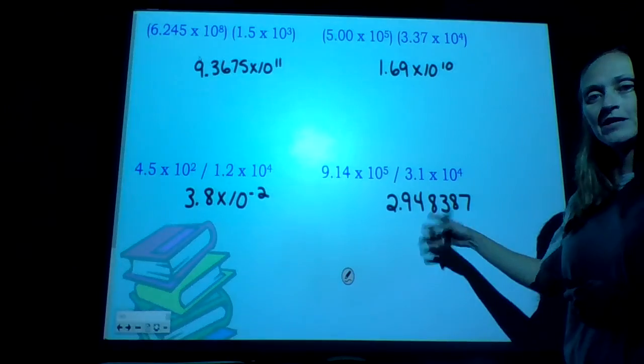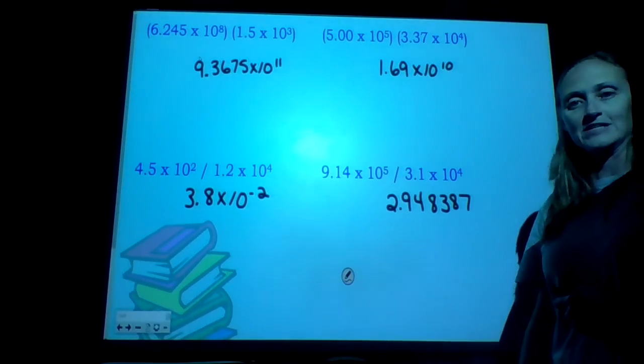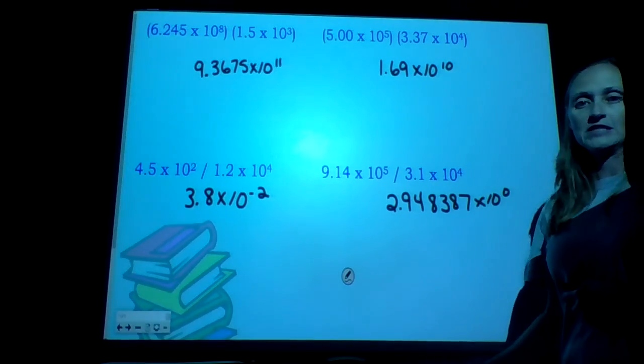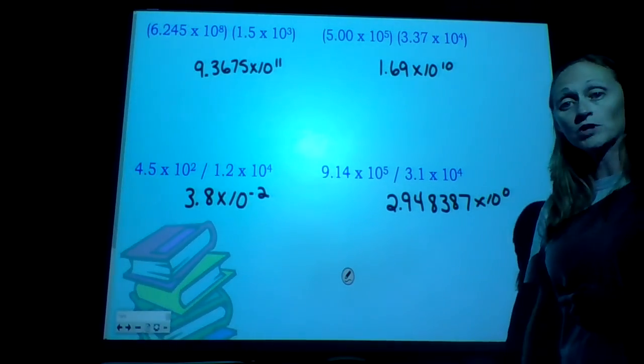Okay, unlike this one here, we already said that it was in its number. If you wanted to, you could say times 10 to the 0 power, because you can't move that decimal over.